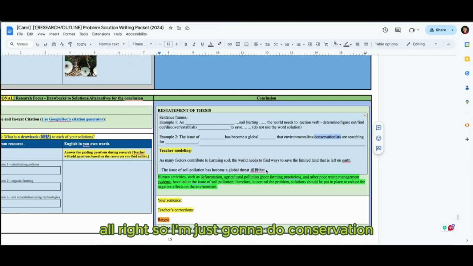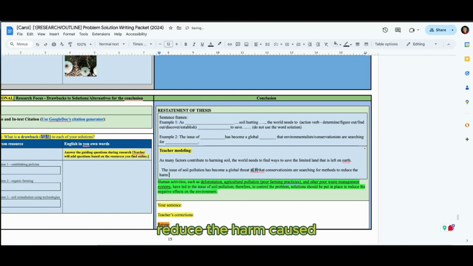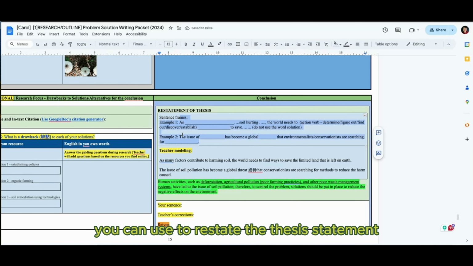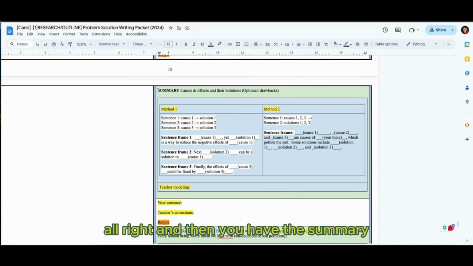All right, so I'm just gonna do conservation, I'm sorry, conservationists are searching for methods or solutions, searching for methods to reduce the harm caused. Okay, so these are two sentence frames you can use to restate the thesis statement. All right, and then you have the summary.